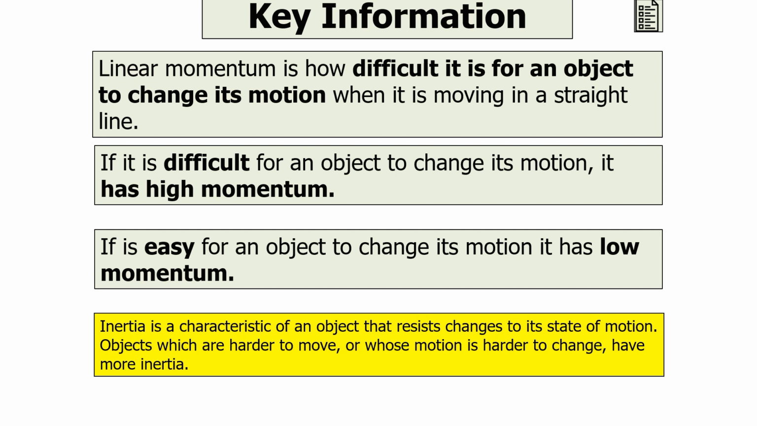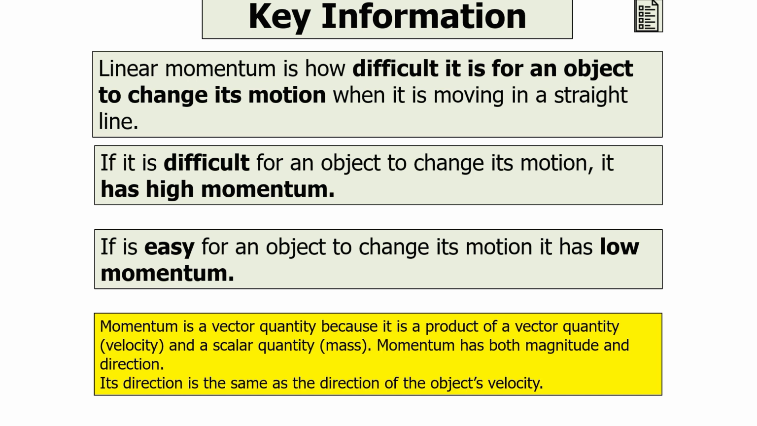Now, inertia is a characteristic of an object that resists changes to its state of motion. Objects which are harder to move, or whose motion is harder to change, will have more inertia. Momentum is a vector quantity because it is a product of a vector quantity, velocity, and a scalar quantity, mass. So momentum has both magnitude and direction, and its direction is the same as the direction of an object's velocity.